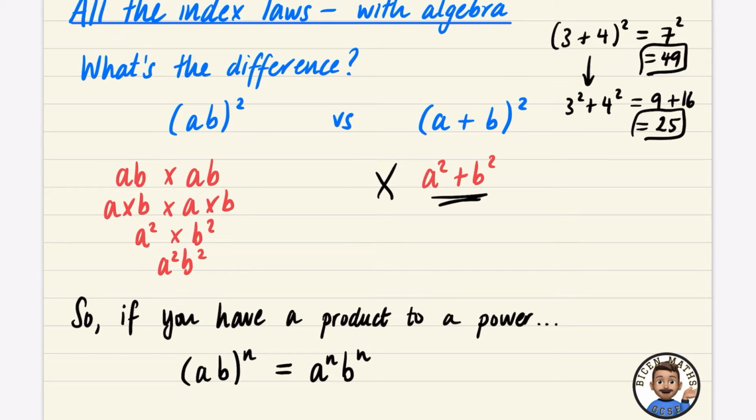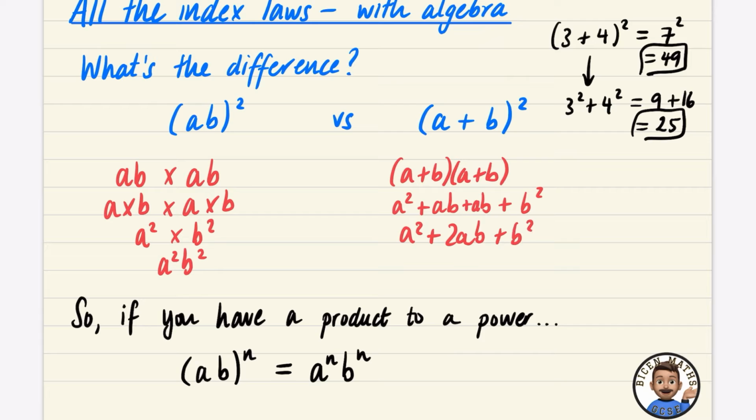The reason that doesn't work is because when you do A plus B squared, you're actually doing A plus B multiplied by A plus B. The A times the A is A squared and the B times B is the B squared, but you've also got the A multiplied by the B, which is from here and here, and you've got the B multiplied by the A, which is also an A plus B that we have too. So this one doesn't work in the same way, it's A squared plus 2AB plus B squared. You can't just take the power and put it down in these ones.